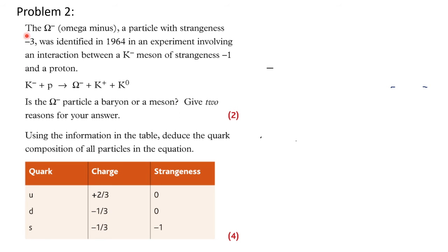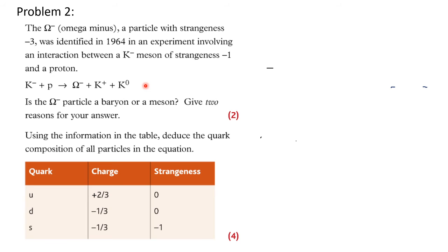Problem 2. The omega minus is a particle with strangeness minus 3. Now we know that when we consider the strangeness for quark, strange quark is minus 1. So as the omega minus has the strangeness of minus 3, it must have 3 strange quarks. It was identified in 1964, in an experiment involving an interaction between K minus meson of strangeness minus 1, that is also given, and the equation is given, right?